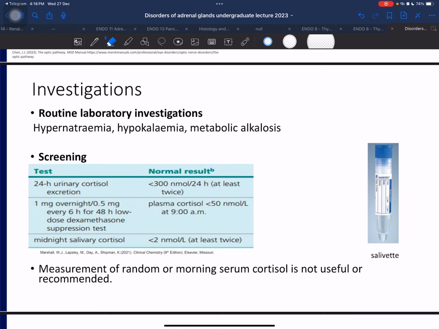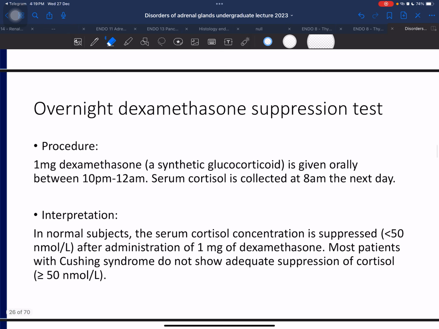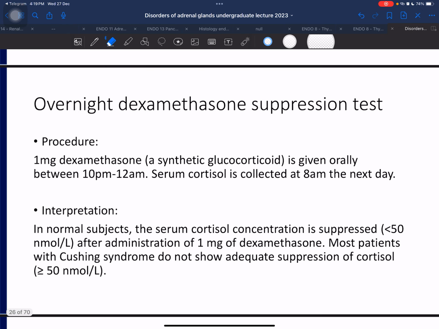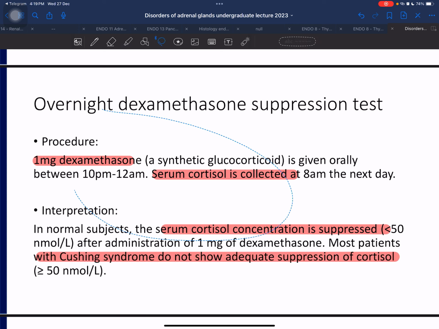I explained a bit about the overnight dexamethasone suppression test. As a houseman later, you might need to administer this to your patient. Basically, you give the patient 1 milligram of dexamethasone, which is a glucocorticoid, between 10 p.m. and 12 a.m. Then you collect the patient's serum cortisol at 8 a.m. the next day. In normal subjects, once you have given the patient glucocorticoid, the body has a negative feedback to the hypothalamus and the pituitary gland saying, stop, don't produce so much cortisol, right? So the next day, when you take the cortisol level of the patient, it will be suppressed. Normal patients will be suppressed to less than 50 nanomoles per liter.